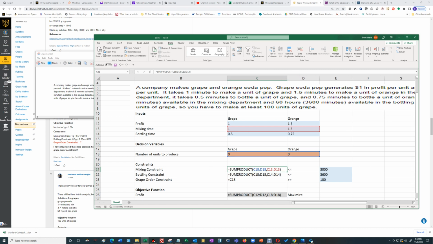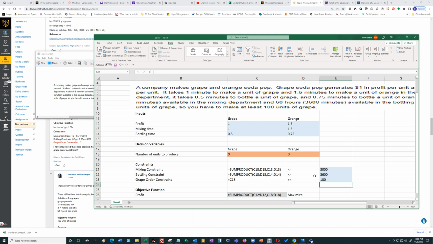And then for the bottling constraint, it's the same idea. You do sum product on these two, but instead of having row 13, it's row 14, C14 and D14, right here, the bottling time. That should be less than or equal to 3,000 minutes in the mixing department and 3,600 minutes in the bottling department. And we also have a grape constraint, is that we have an order for 100 units of grape. So C18, which is grape, must be greater than or equal to 100 units.